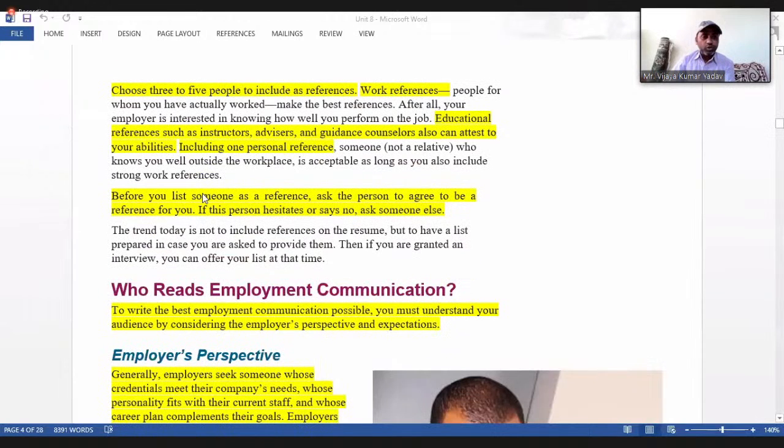Before you list someone as a reference, ask the person to agree to be a reference for you. If this person hesitates or says no, ask someone else. So before mentioning somebody's name in references, you must ask that person. If that person agrees, you mention the name of that person. If the person disagrees, don't mention the name, because the company where you are applying for the vacant post may contact that person anytime.